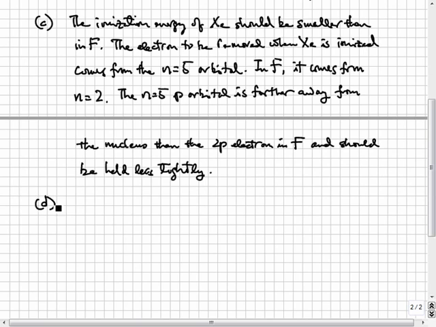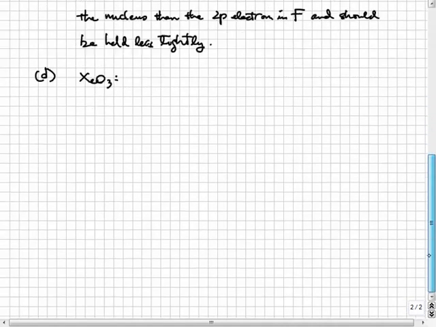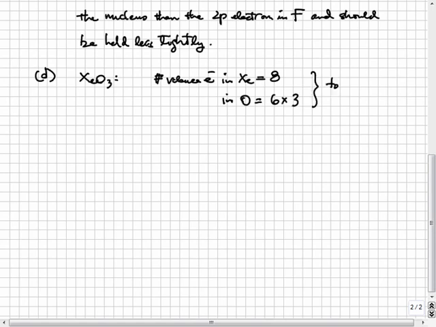D. For XeO3, we can first determine the number of lone pairs on the central Xe atom. The number of valence electrons in Xe is 8. The number of valence electrons in O is 6, multiplied by 3 is 18. The total number of valence electrons is 26.